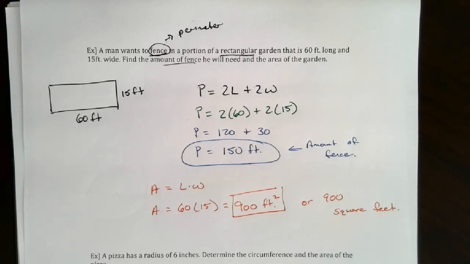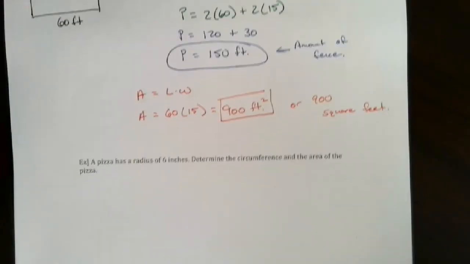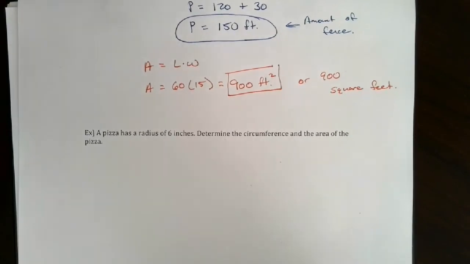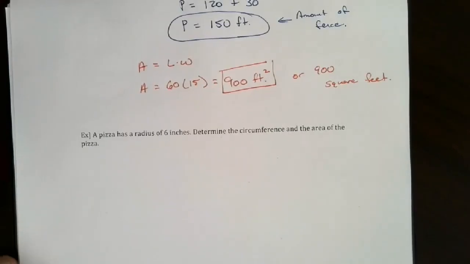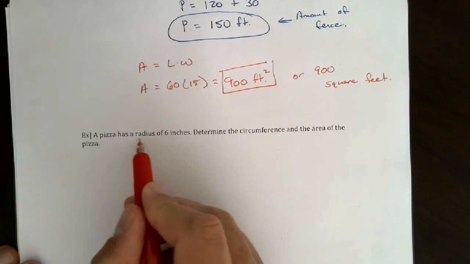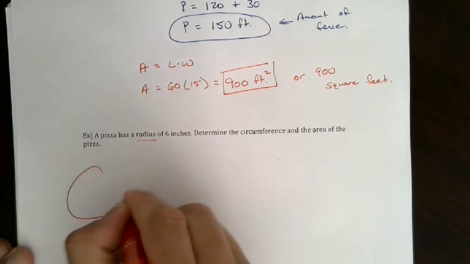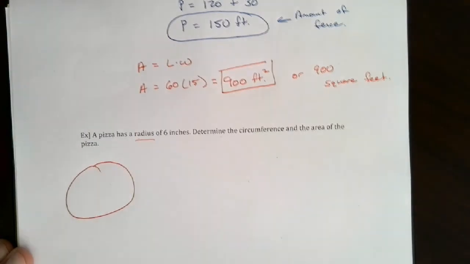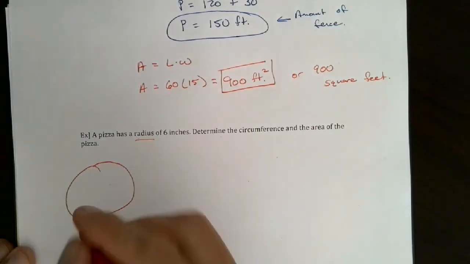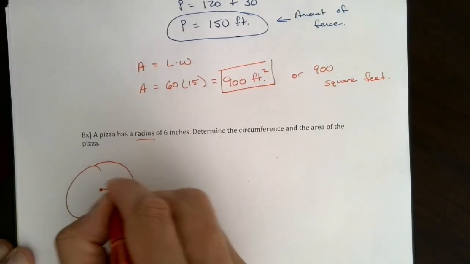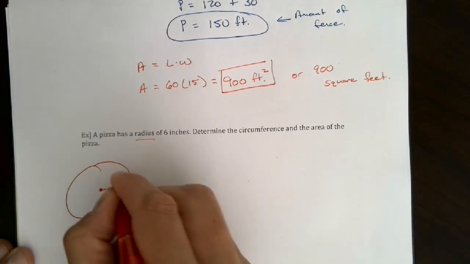The last example we'll do for this part, we'll look at this pizza. It says a pizza has a radius of 6 inches. Determine the circumference and the area of the pizza. So first off, when I say it has a radius of 6 inches, when you see that radius, you know the shape of the pizza is a circle. So here's our pizza. It's a circular pizza. It has a radius of 6 inches, so the distance from the center to the outside is 6 inches. That's what we're really doing here.